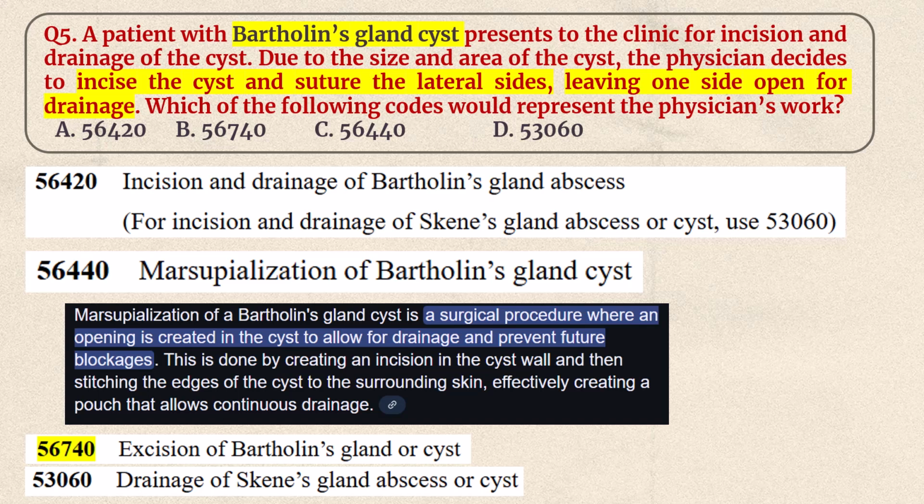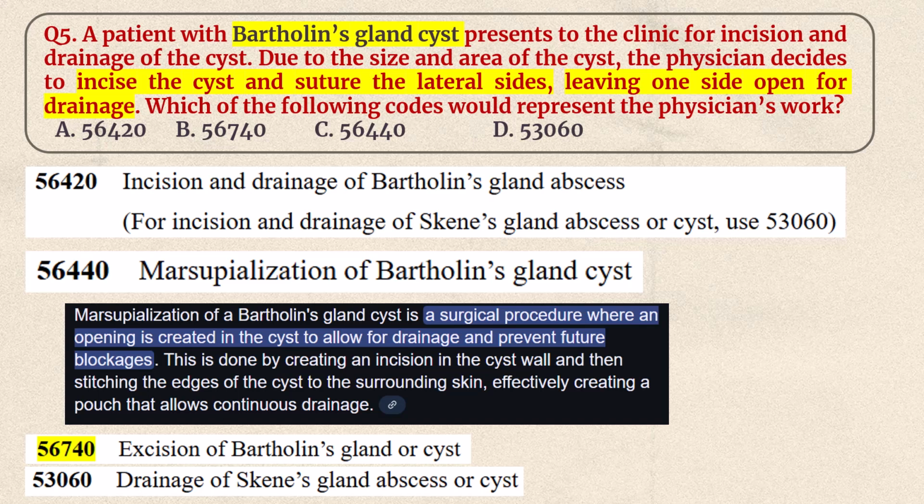56,420 is incision and drainage of Bartholin's gland abscess. But it is not only incision and drainage, there is also one side suturing. So if you go to the second code, that is 56,440, marsupialization of Bartholin's gland cyst. In this case, you have to know what marsupialization is. Only if you know can you correctly answer this question. Marsupialization of a Bartholin gland cyst is a surgical procedure where an opening is created in the cyst to allow for drainage and prevent future blockage.